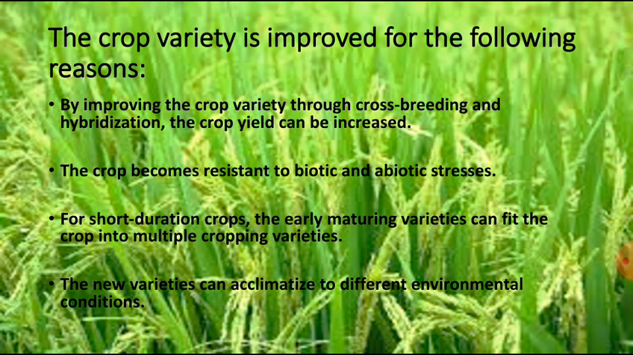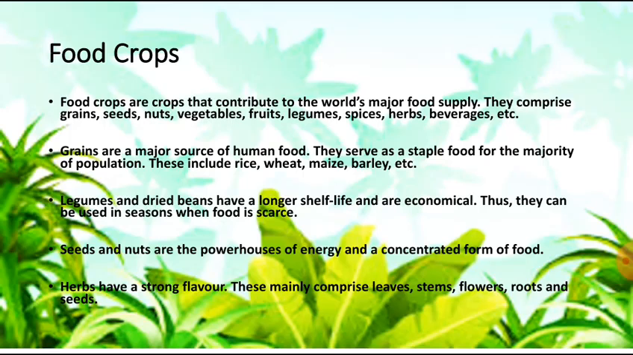The crop variety is improved for the following reasons. By improving the crop variety through crossbreeding and hybridization, the crop yield can be increased. The crop becomes resistant to biotic and abiotic stresses. For short duration crops, the early maturing varieties can fit the crop into multiple cropping varieties. The new varieties can acclimatize to different environmental conditions.